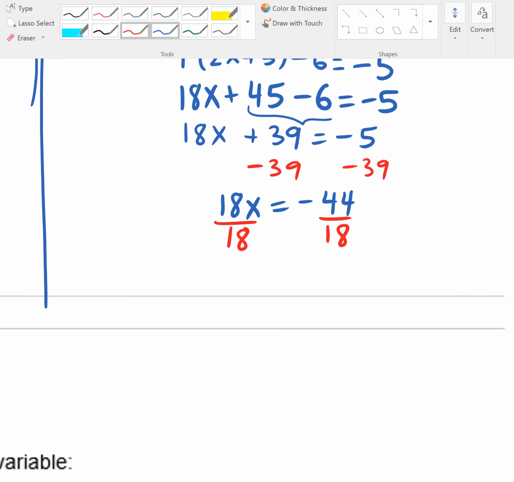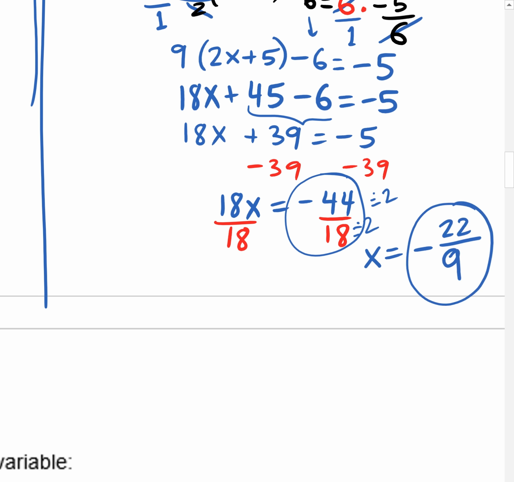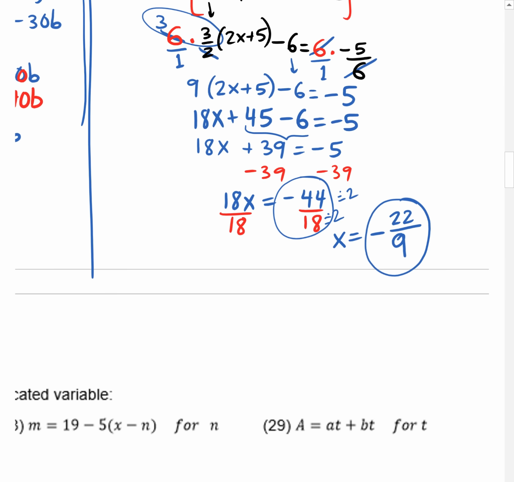All right, I know 18 doesn't go into 44 evenly, but that probably reduces. It's a negative divided by a positive, so it's a negative. I think only 2 goes into both, huh? That's sad. 2 goes into 44 22 times. 2 goes into 18 9 times. So your answer is negative 22 ninths. That's not that pretty, huh?